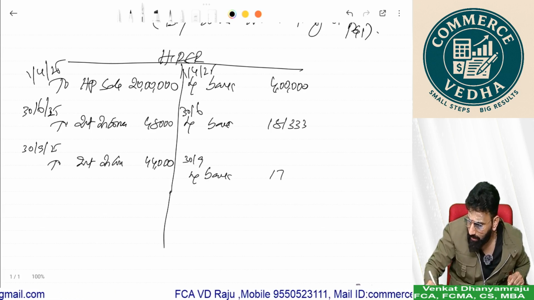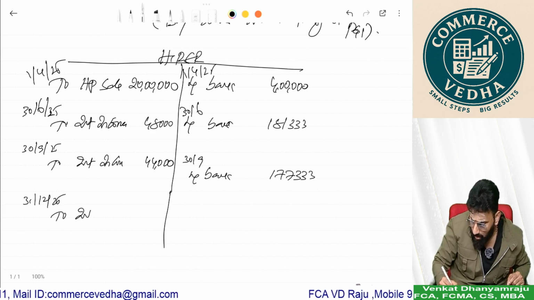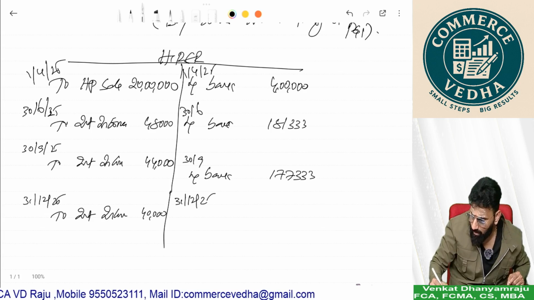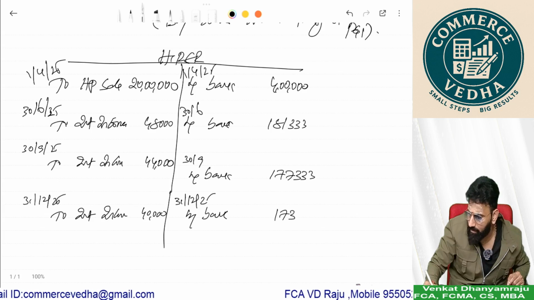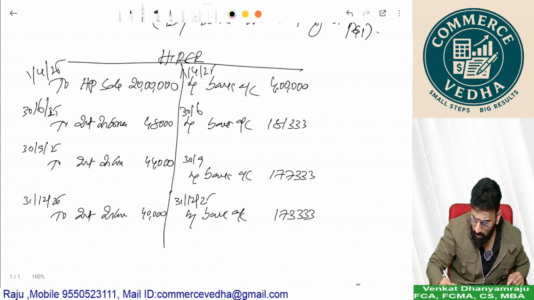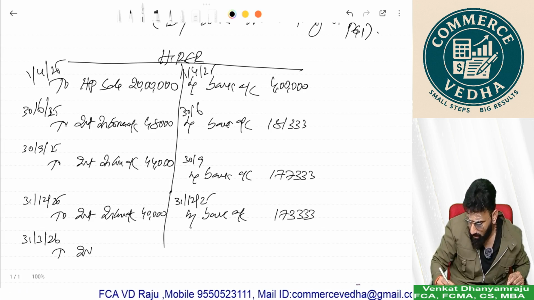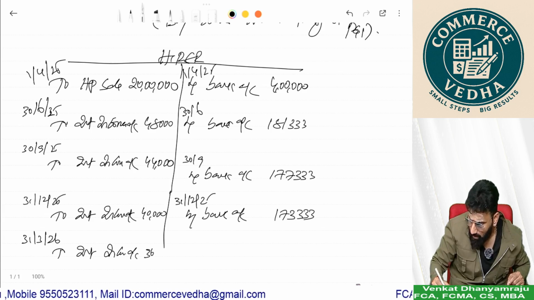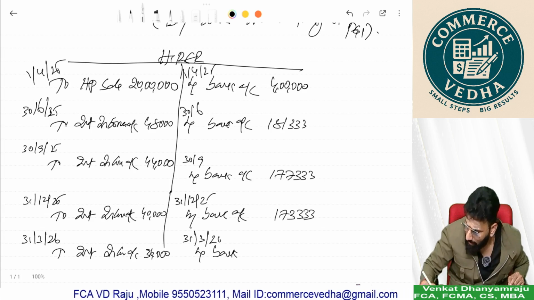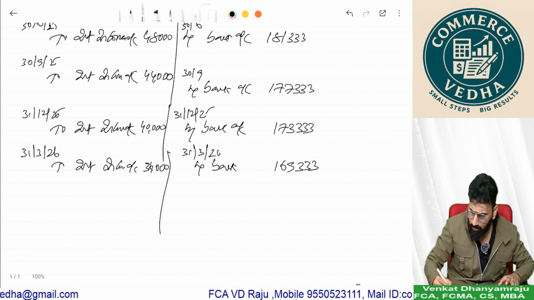same 30/9 by bank 177,333, and again 31/12 to interest income 40,000, same 31/12 by bank 173,333. 31/3/26 to interest income account 36,000. By bank, how much? 169,333. So done.